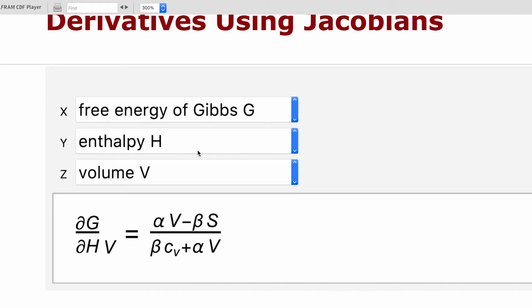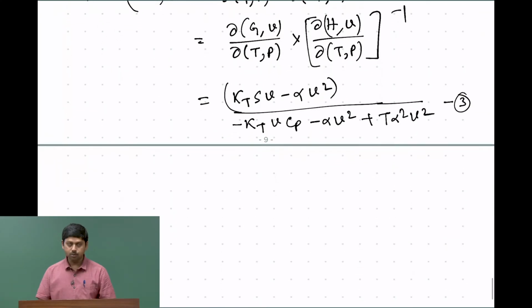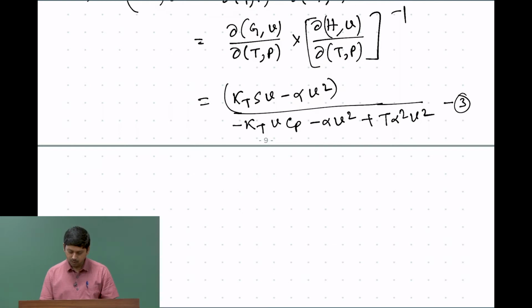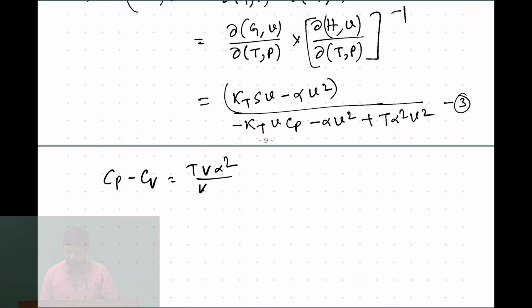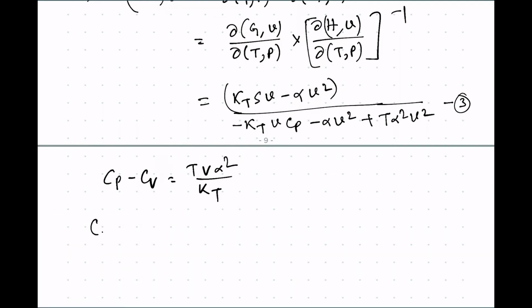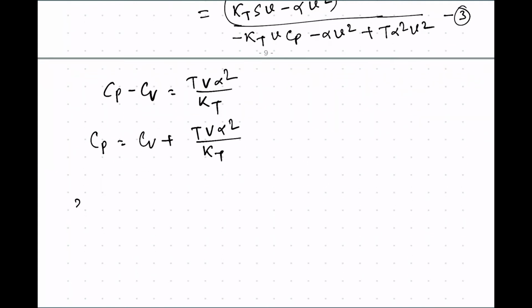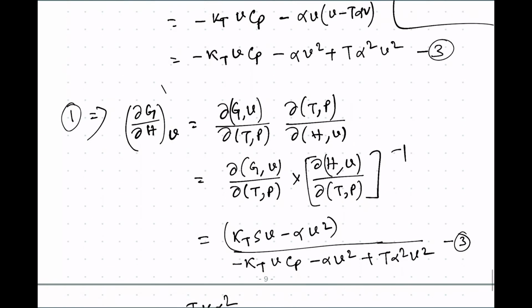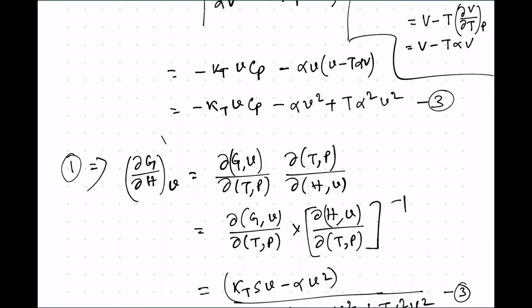So now, in order to match the result which is here, we have C v here. So let us convert C p to C v just to match the result, otherwise it is fine, just to see whether it is coming there or not. We know that C p minus C v is T v alpha square by kappa T. Therefore, C p is C v plus T v alpha square by kappa T. From 3, this equation will be 4 then.